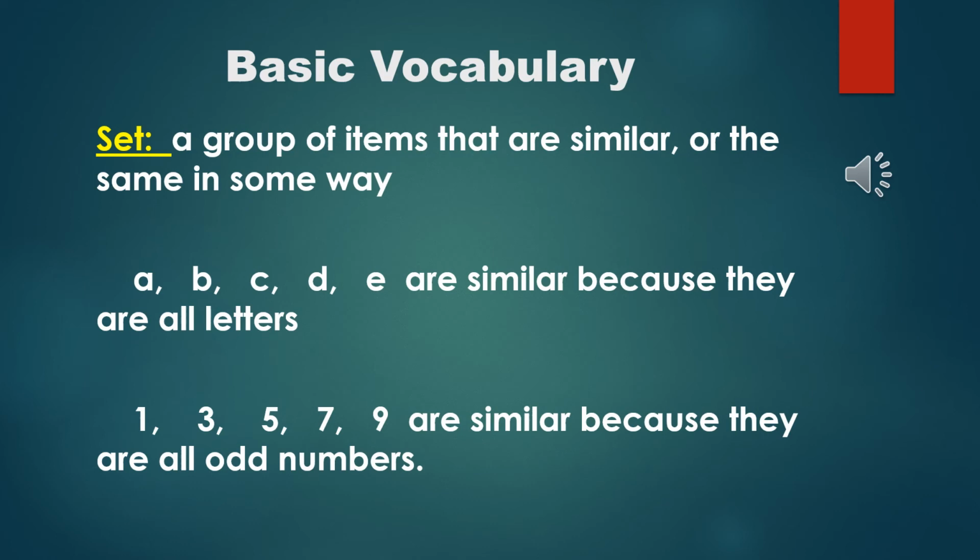There are some words that you need to know when you are talking about the real number system. The first word is the word set, S-E-T. A set is a group of items that are similar or the same in some way. For example, A, B, C, D, and E are similar because they are all letters. 1, 3, 5, 7, and 9 are similar because they are all odd numbers.